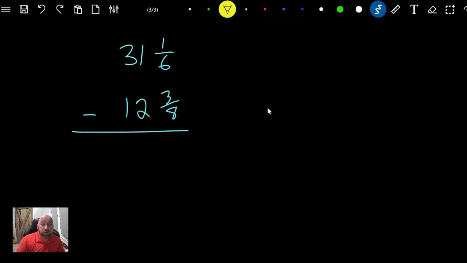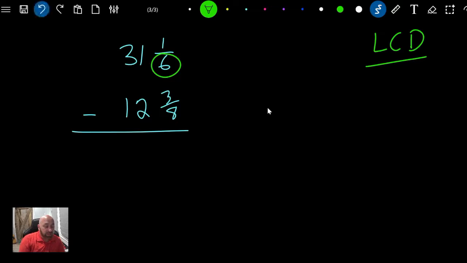Okay, next one, we're going to do some subtraction. This will be the last one, so hang in there. Almost done. And what we want to do is subtract these two. But remember, we can't subtract these unless we have an LCD. And we do not. We have 6 and 8. So we need to find our LCD.